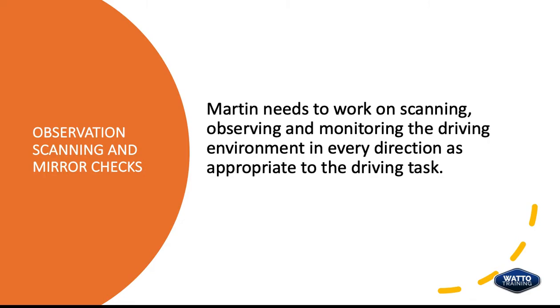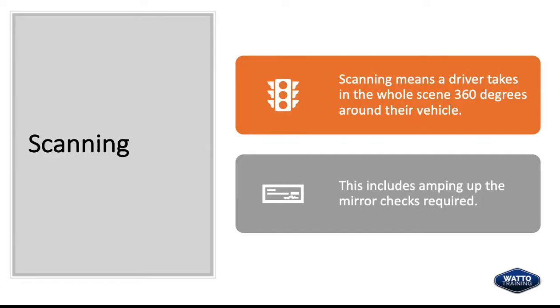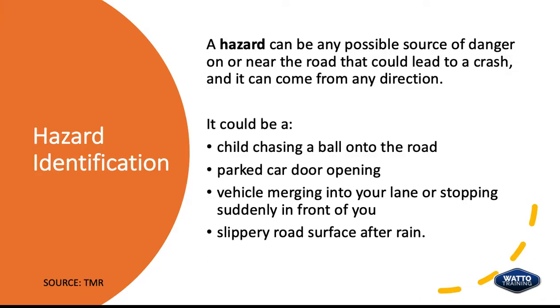First thing Martin needs to work on is his scanning, observing, and monitoring of the road environment in all directions appropriate to the driving task. By scanning, we mean taking in the whole scene, 360 degrees around the vehicle, and this includes amping up his mirror checks as well. A hazard can be any possible source of danger on or near the road that could lead to a crash, and it could come from any direction. It could be a child chasing a ball onto the road, a parked car door opening, a vehicle merging into his lane or stopping in front of him, and a slippery road surface after rain.